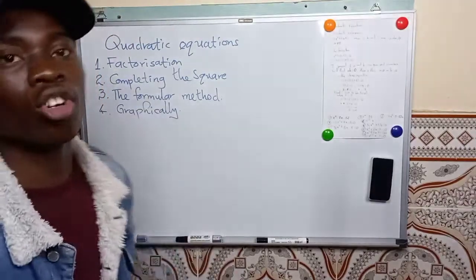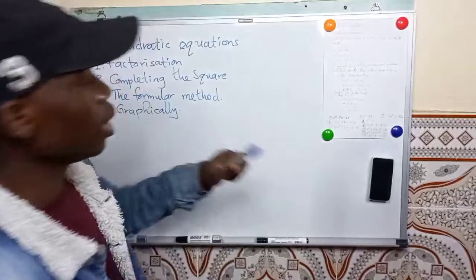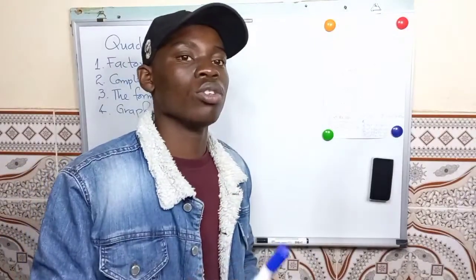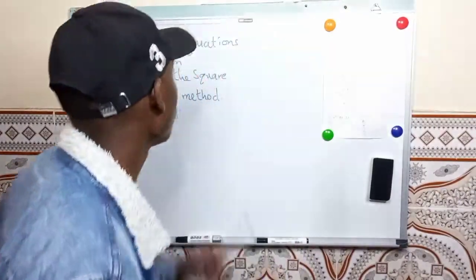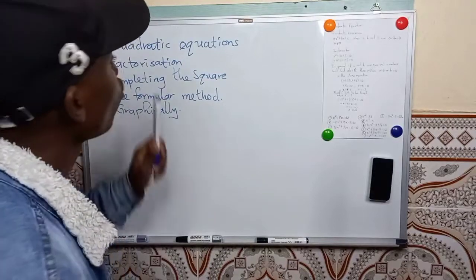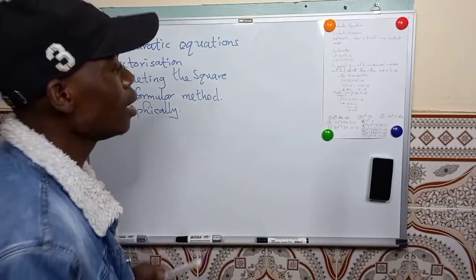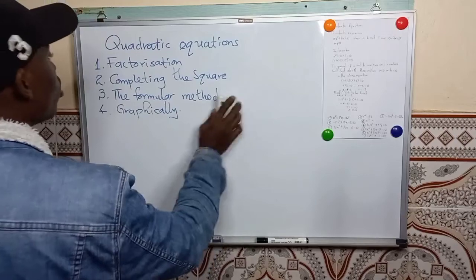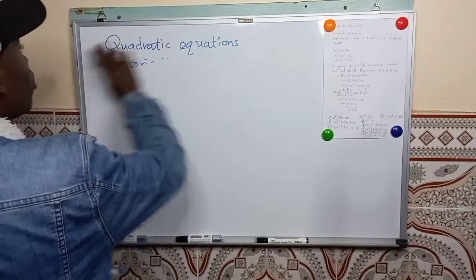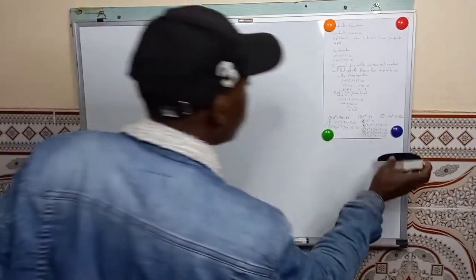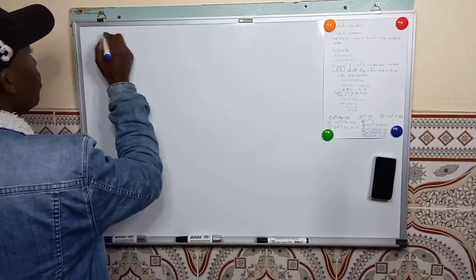This is a grade 11 topic, so we'll be doing a grade 11 topic, then we get back to grade 10, then we go to a grade 12 topic. So this is a grade 11 topic, how to solve quadratic equations. Firstly, we'll start with the factorization method. How you can factorize a quadratic equation using the factorization method.